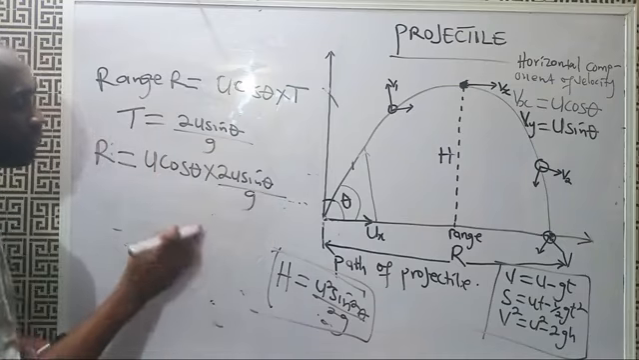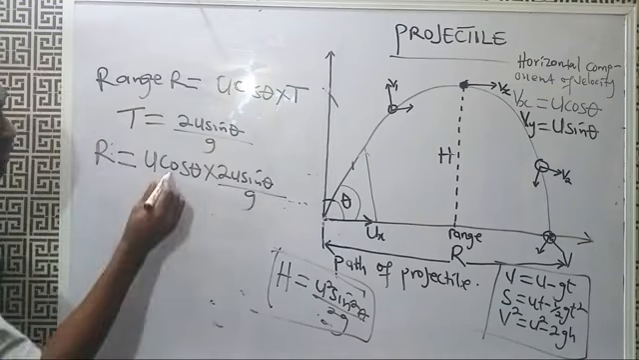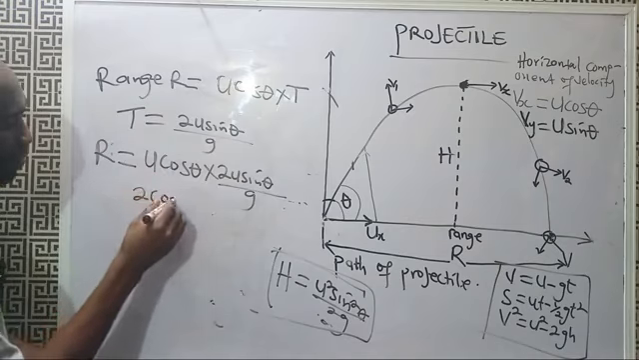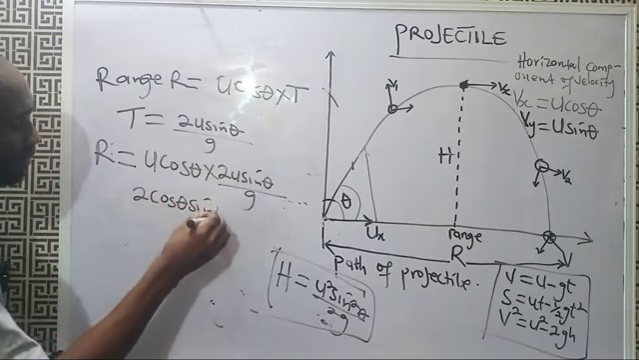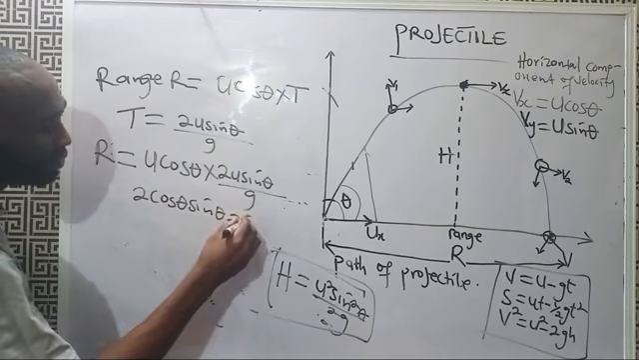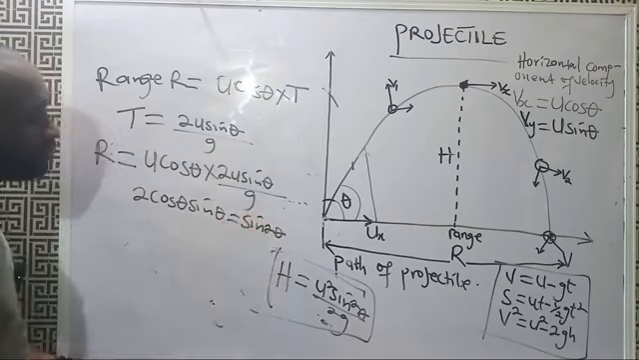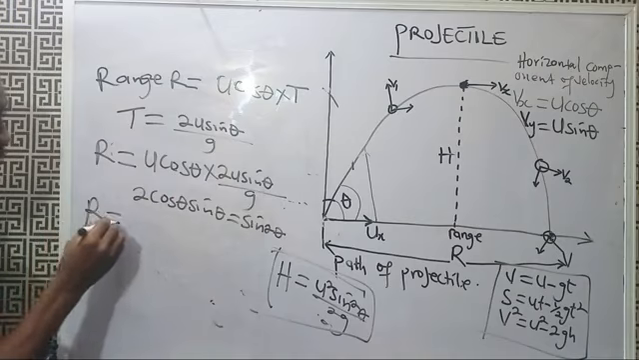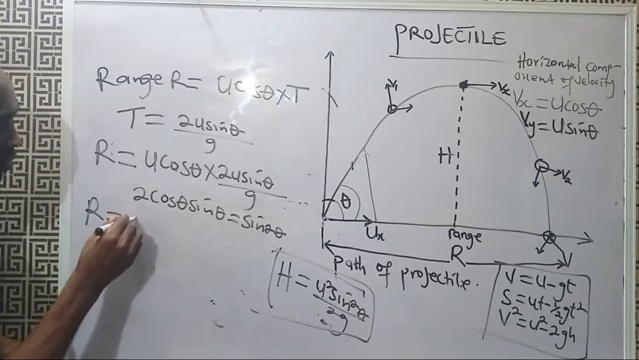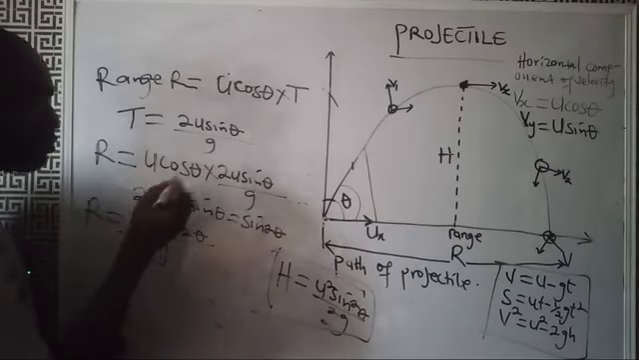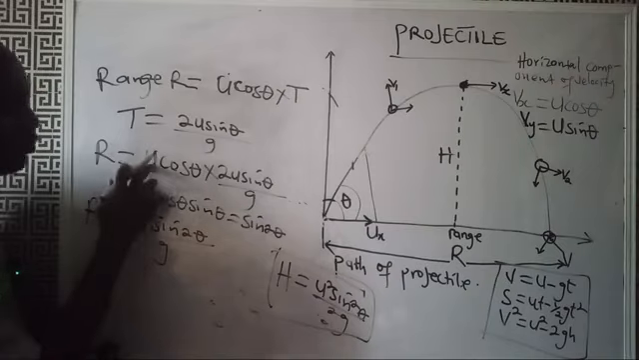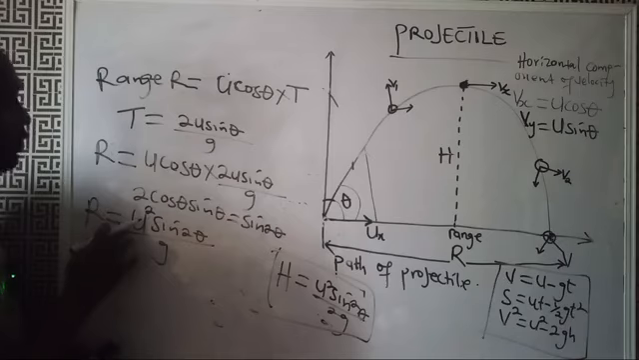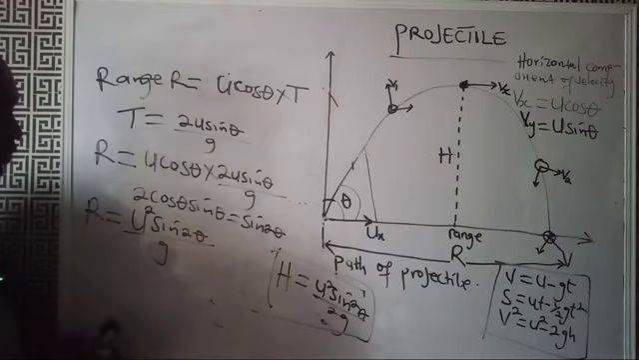With this we know that 2 cos theta sine theta is equal to sine 2 theta. So we can remove this and put that range is equal to u squared sine 2 theta all over g, because u times u gives us u squared. So this is the formula for calculating range.